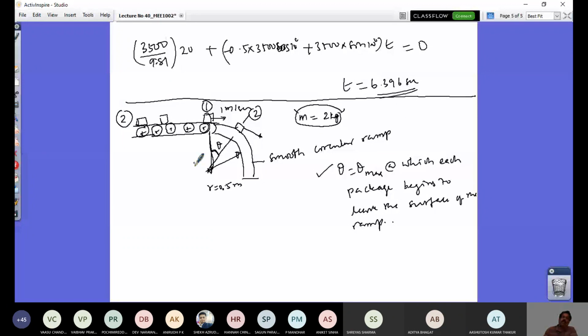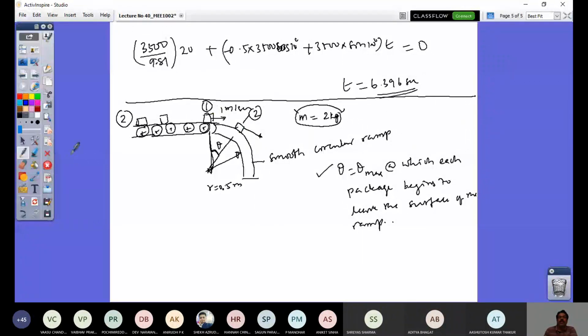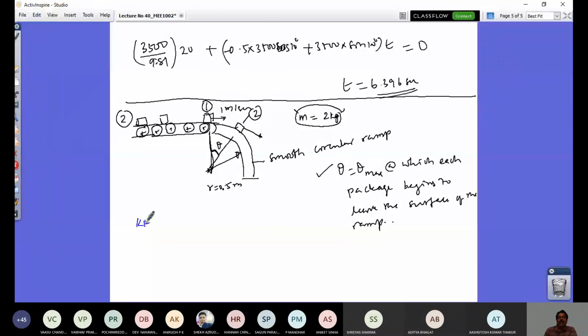Let's first find the velocity as the package leaves, applying the work and energy principle between position 1 and 2. Kinetic energy at position 1 plus work done from 1 to 2 equals kinetic energy at position 2. Here the kinetic energy is half into the mass of the package, 2, into 1 squared, plus the work done from position 1 to 2. How do I get that work done? Since it is a smooth circular ramp, it is conservative.